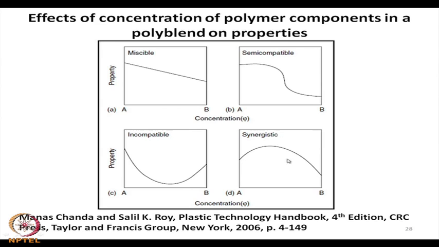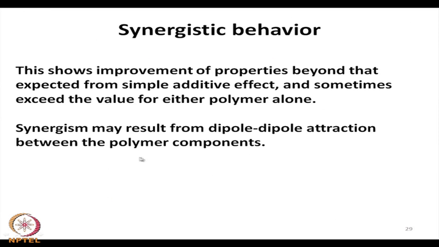Due to their good miscibility and the effect of the dispersed phase, with good interfacial interaction between the dispersed phase and the matrix phase, there can be a synergistic effect, or an increase in properties, at some intermediate composition. The synergism may result from dipole-dipole attraction between the polymer components.